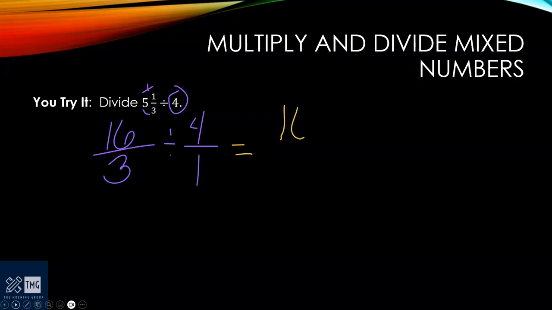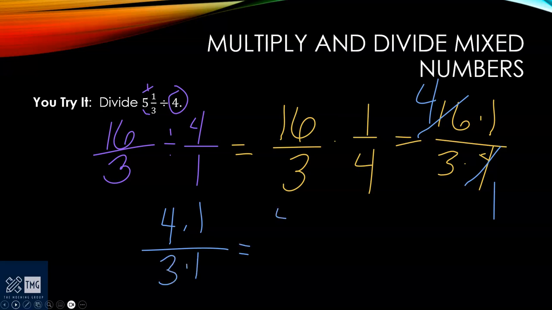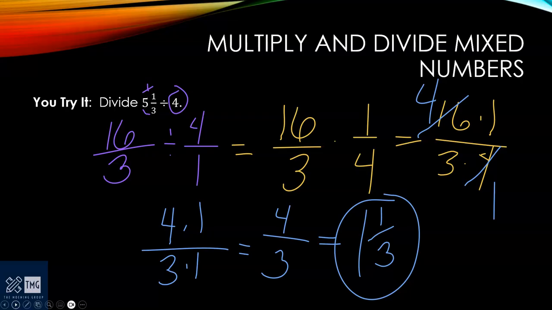So now, again, to divide fractions, I'm going to multiply by the reciprocal. So this gives me 16 times 1 over 3 times 4. So 4 and 16 share a common factor of 4. 4 goes into 4 one time, 4 goes into 16 4 times. So my problem can be rewritten as 4 times 1 over 3 times 1. Well, I love that math. 4/3, and 4/3 can be taken to a mixed number as 1 and 1/3. So there's a couple of examples of multiplying and dividing mixed numbers.